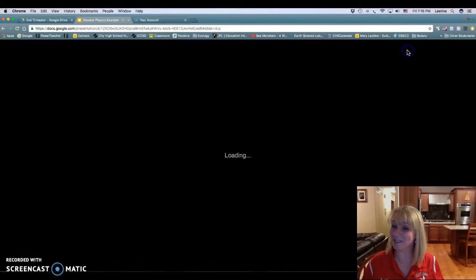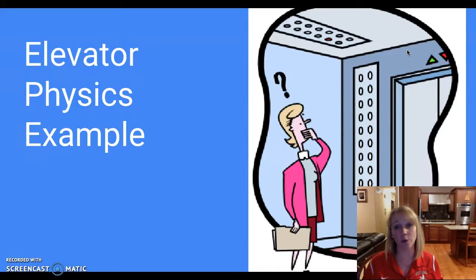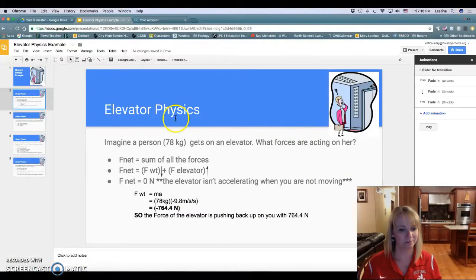Physics gurus, a typical physics problem deals with an elevator. You can use an elevator to really explain what happens to you as you go up and as you go down.